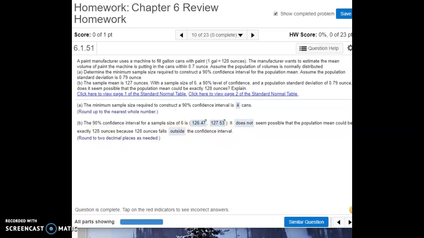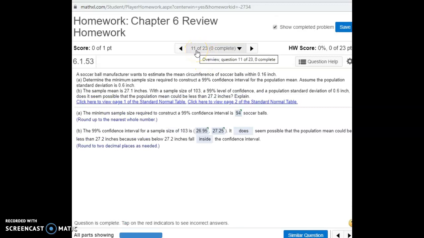Number 11 is similar to number 10 at the beginning of this video. We have a manufacturer here who makes soccer balls, and he wants to estimate the population mean for all the soccer balls that are made within a certain margin of error. And first we're going to determine the sample size that would be required to construct, in this example, a 99% confidence interval for that population mean. And we are told the population standard deviation is this value here. And since we have the population standard deviation, we can use the normal distribution.